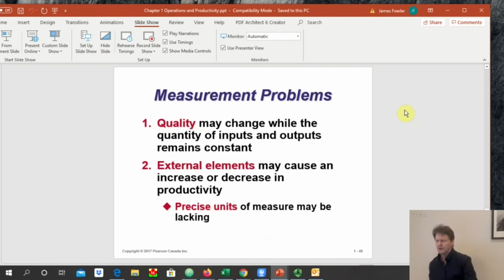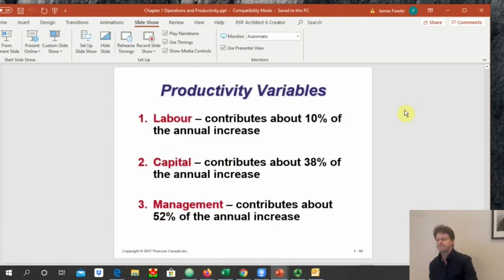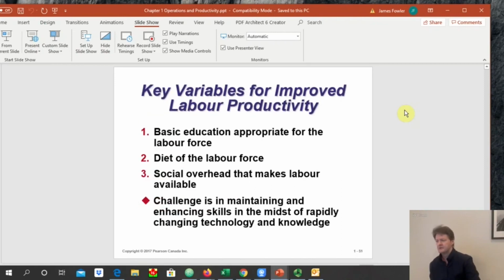Okay, some measurement problems here. Quality may change while the quantity of inputs and outputs remain constant, and external elements may cause an increase or decrease in productivity. Some productivity variables: labor contributes about 10% of the annual increase, capital contributes about 38%, and management contributes about 52% of the annual increase.